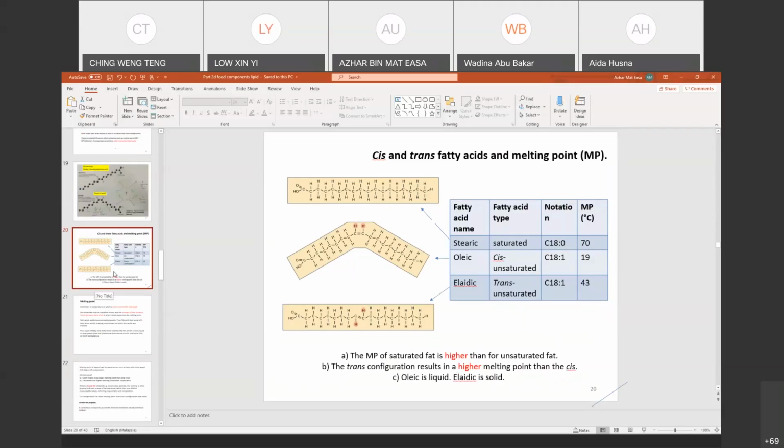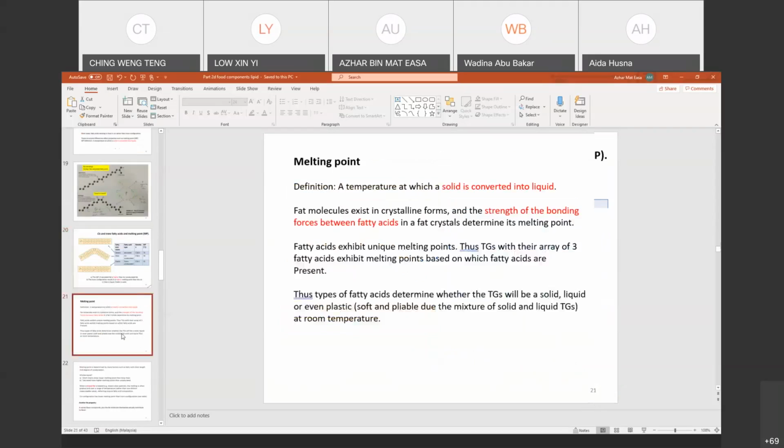Industry loves trans. Why? We just go here first. Melting point definition: the temperature at which a solid is converted to liquid. You know this.